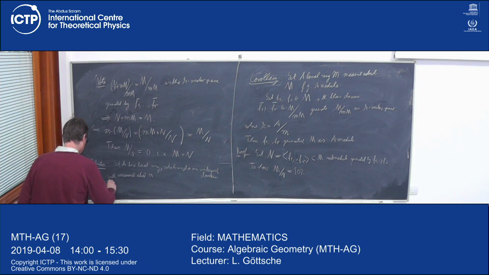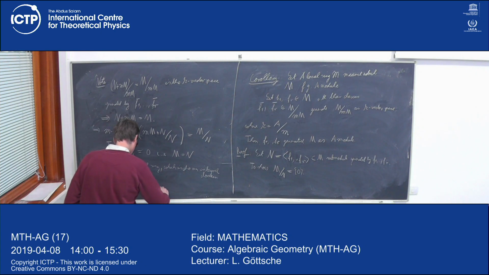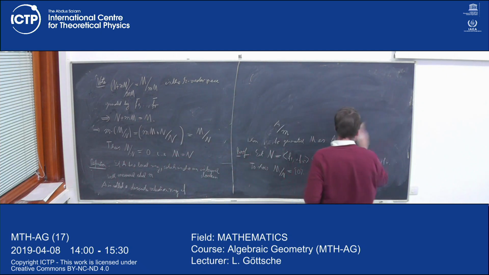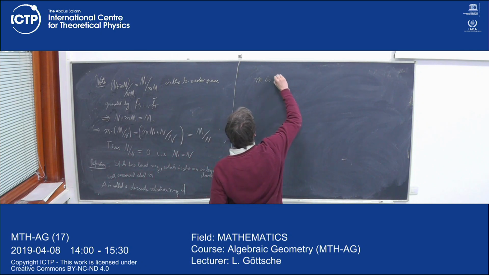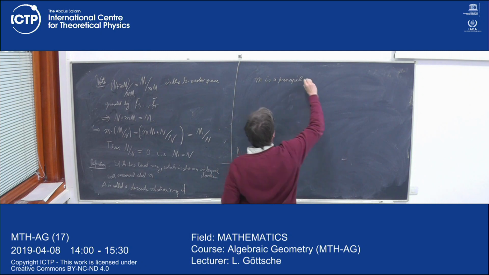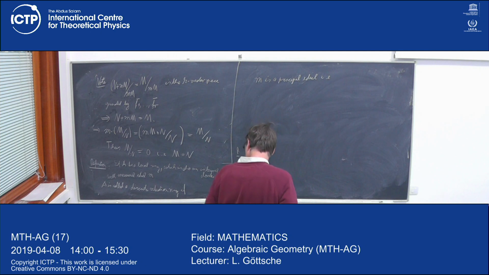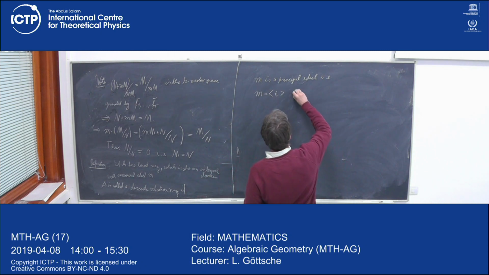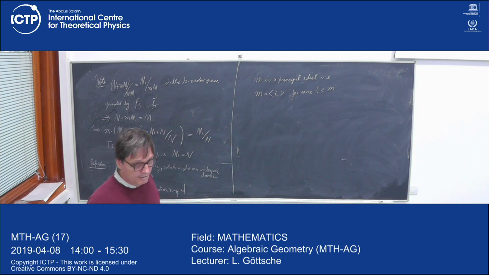So, A is called a discrete valuation ring if first, M is a principal ideal. That means I can write M equal to the ideal generated by t for some t in M. And such a t will then be called a uniformizing parameter.